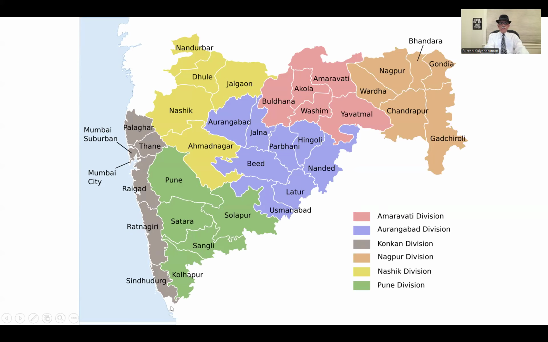And also you see that Maharashtra has a border with Goa right over here. And then you've got the border with Karnataka. And then you have the border with Telangana. And then here is a border with the state of Chhattisgarh. And on the top is the border with Madhya Pradesh. And on the left here is the border with Gujarat. Moving on.